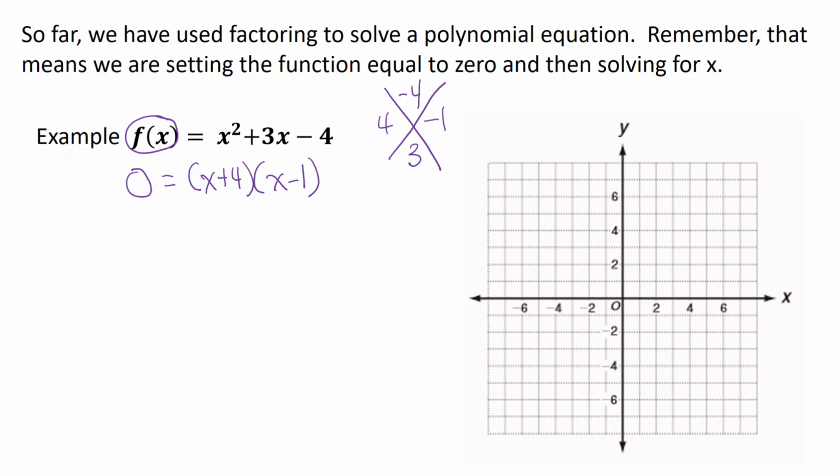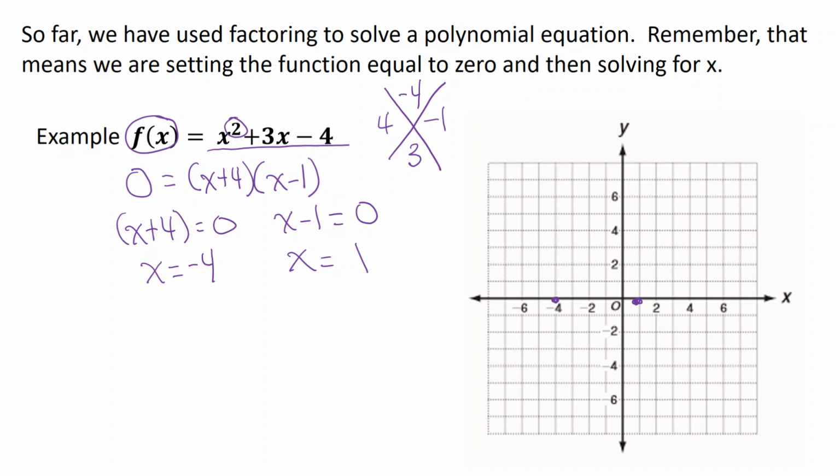And in order for that to be true, either x plus 4 equals 0 or x minus 1 equals 0. If x plus 4 equals 0, then we know x must be negative 4. And if x minus 1 equals 0, then we know x must equal 1. Since this is a quadratic equation, and we know that because our highest exponent is a 2, we can say when y is 0, x is either negative 4 or 1.